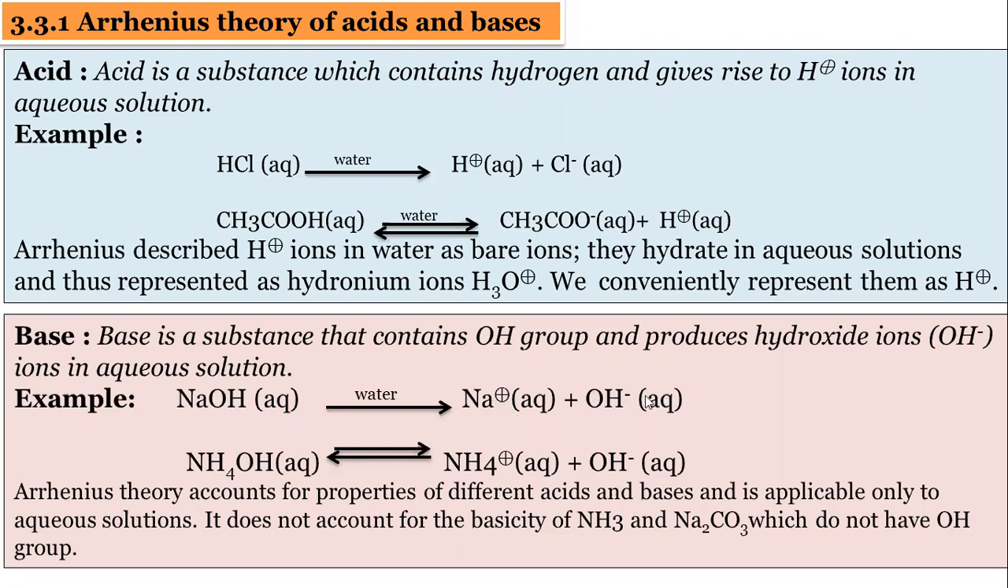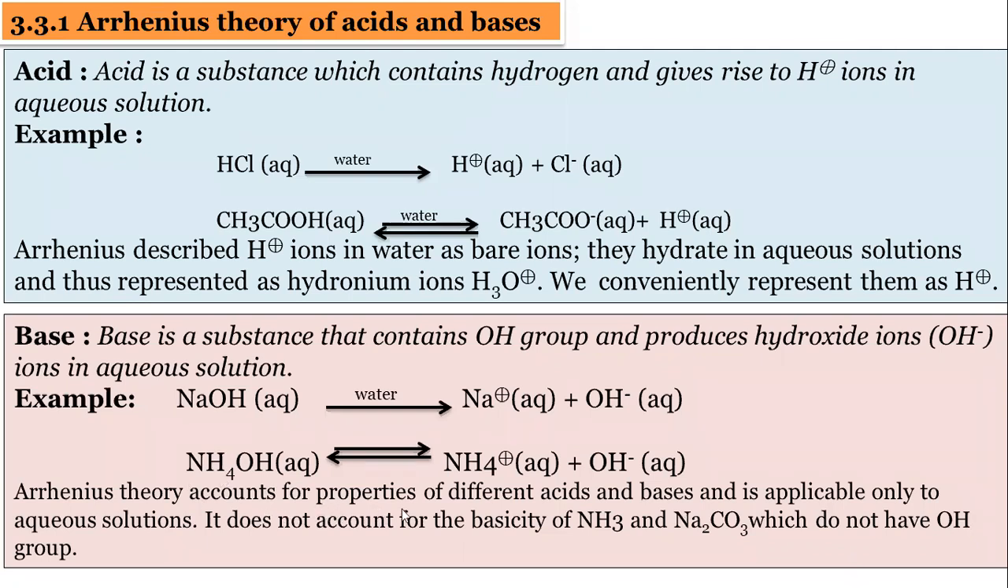It is completely dissociated. This single arrow indicates it is a strong electrolyte, completely dissociated, Na plus separated, OH minus separated. So OH minus is there, so it is a base according to the Arrhenius theory. And this NH4OH, ammonium hydroxide, is not completely dissociated. It is partially dissociated in water, so the double-headed arrow is shown here. NH4 plus and OH minus ions are produced, but it is a weak base, and also a weak electrolyte.